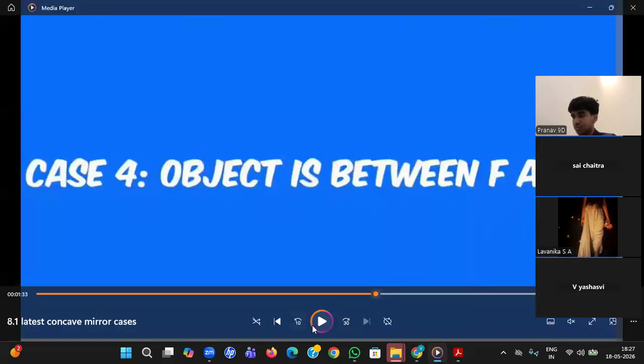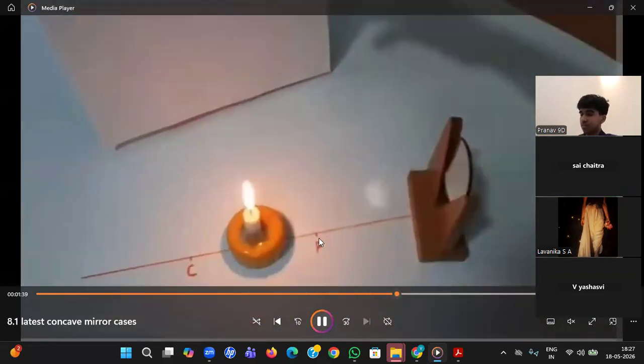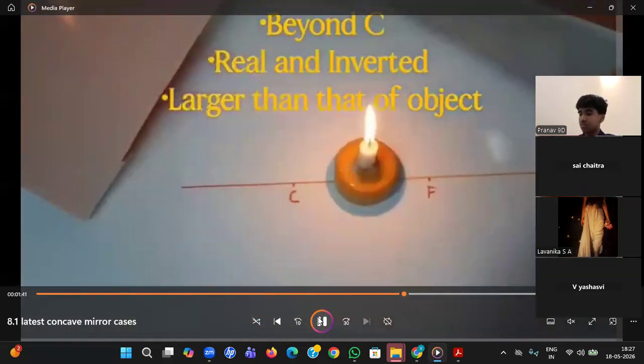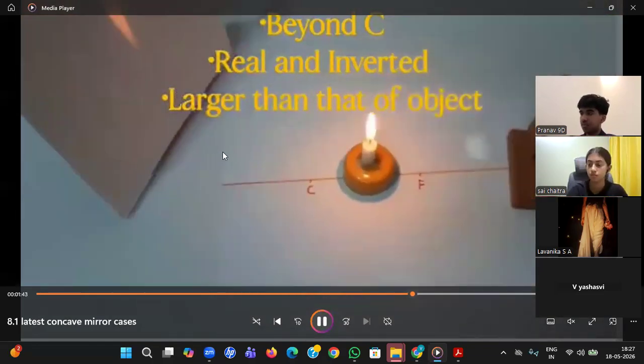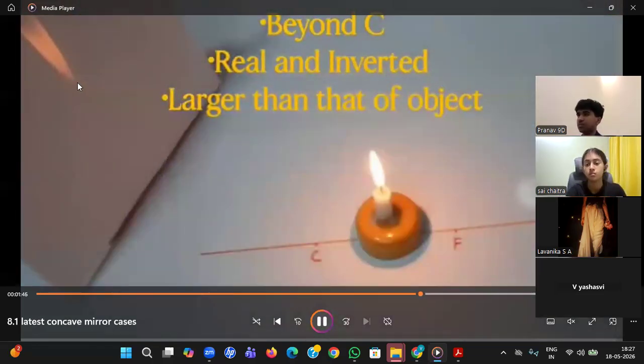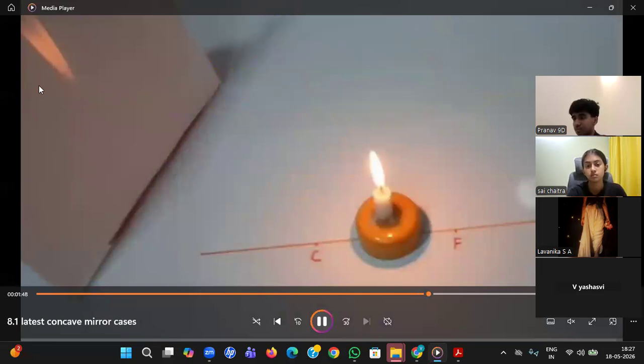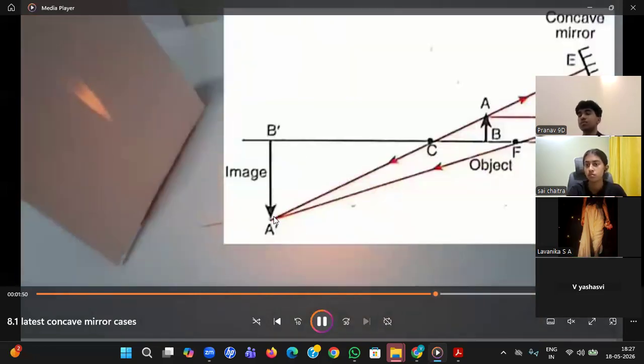Where will I get the image? Beyond C. Okay, let me keep the object between C and F. So let us bring the candle light between C and F like this. Now, you can move the screen here and there, you will not get the image. But when you keep it beyond C, you can see that it is magnified or enlarged, and it is ulta, inverted also. This is what we have seen.